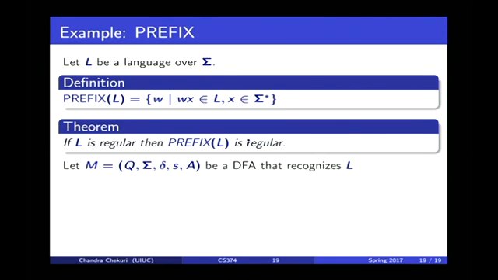I claim that's not true, because if you make all the states of the original DFA accepting, I'll accept everything. That will give me sigma star, but my prefix set might not be the set of all strings, right? Okay, lots of hands.